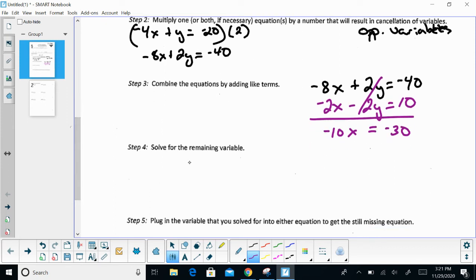Step 4, I'm going to solve for the variable. So to solve for this variable, I would divide by negative 10. And I get x equals 3.